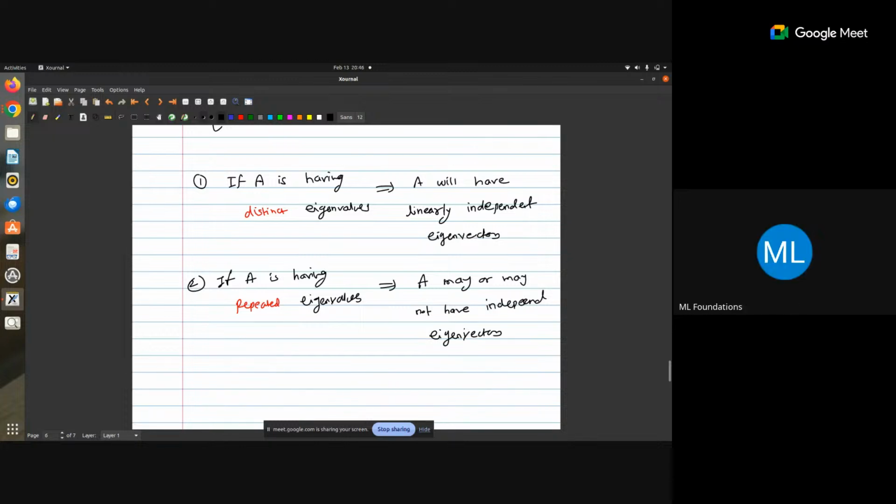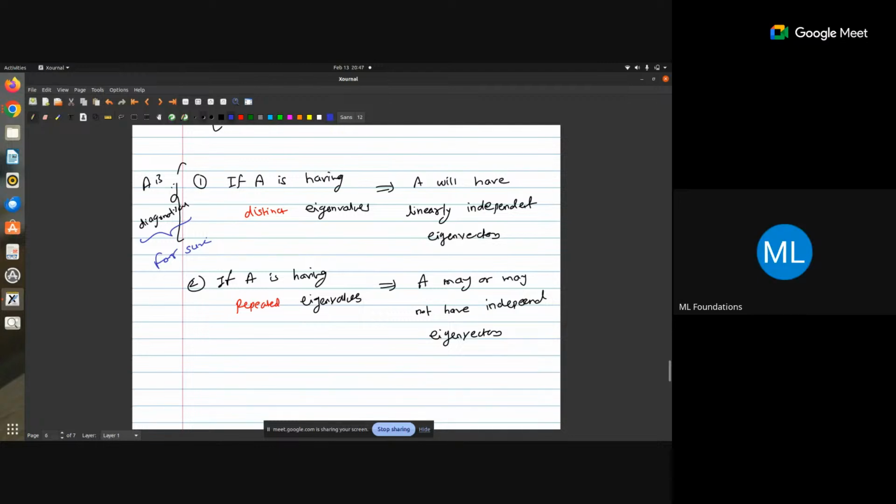So if a matrix has linearly independent eigenvectors, the reverse is not true: it will not always have distinct eigenvalues, right? Because with repeated eigenvalues you can also get linearly independent vectors. But if this is the case, then A is definitely diagonalizable, right? So for checking, if you get distinct eigenvalues, then you will directly say that it is diagonalizable. If it is repeated, then you have to check the eigenvectors.